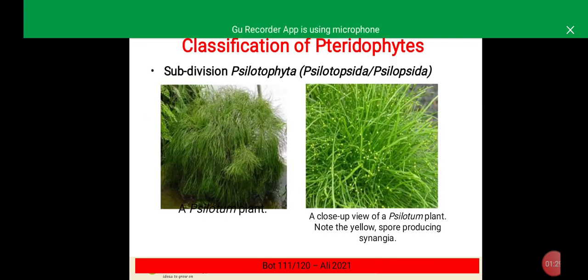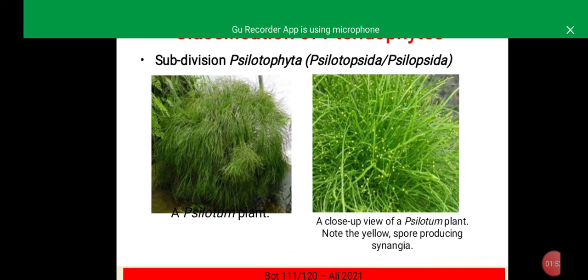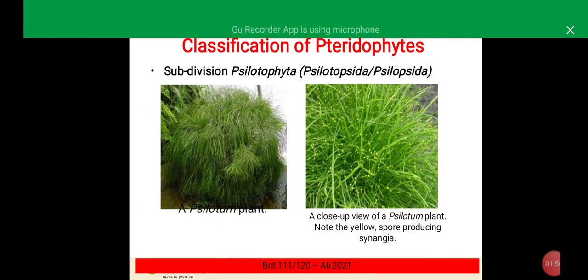Now, we are going to start with the first subdivision, and that is subdivision Psilophyta. I said it is also called subdivision Psilopsida. And now you can see an example of a Psilotum plant. They have very small, needle-like leaves indeed. You can see the first diagram there. It's not seen well, but the second one is seen very well. The diagram is a close-up view of a Psilotum plant, meaning that this plant organism belongs to subdivision Psilophyta. You can see it is a spore-bearing plant. At the further end of the leaves, we have the spore-bearing structures.